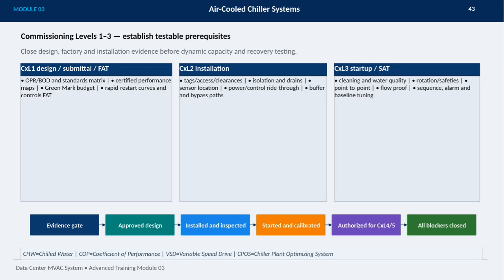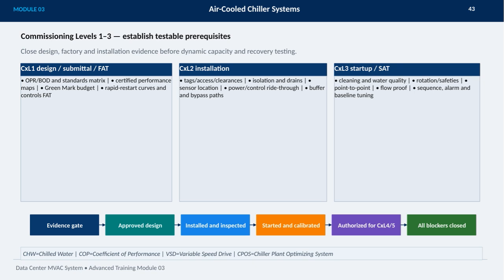This slide covers the commissioning levels for air-cooled chiller systems in data center MVAC applications. We start with commissioning level 1, which focuses on design, submittal, and factory acceptance testing. Here, we establish testable prerequisites such as the owner's project requirements, certified performance maps, and control curves to ensure everything meets the specified standards before installation.